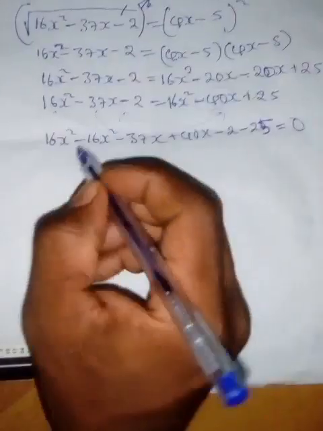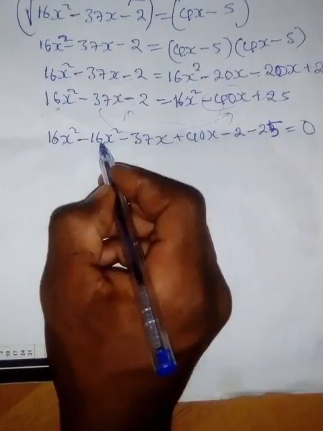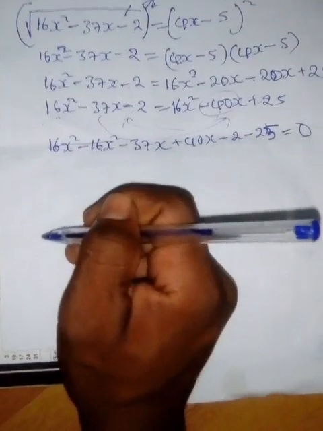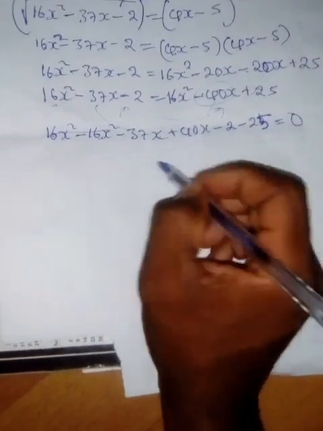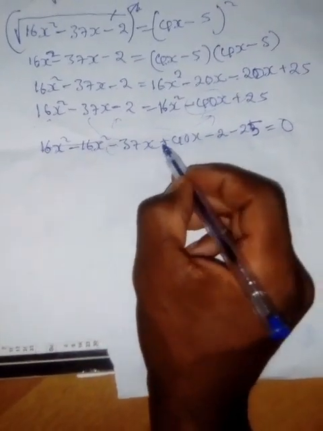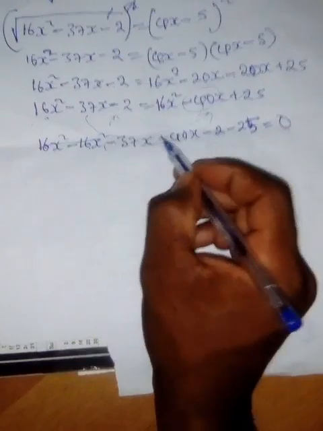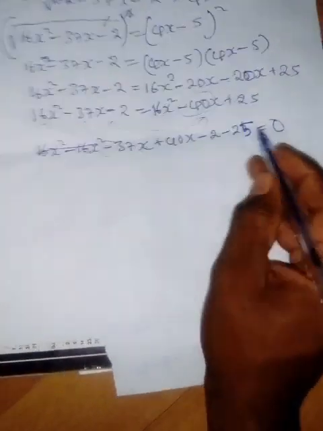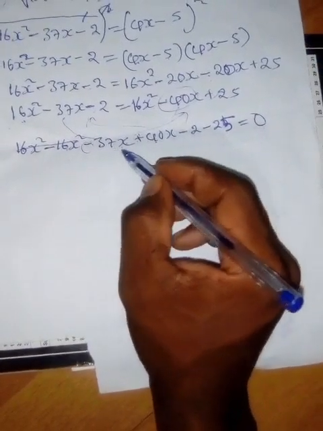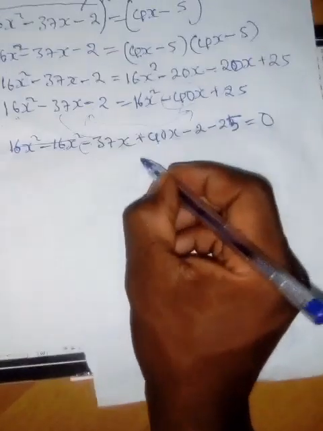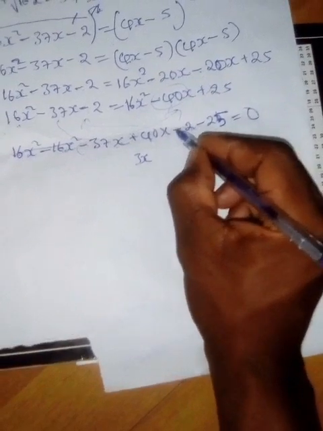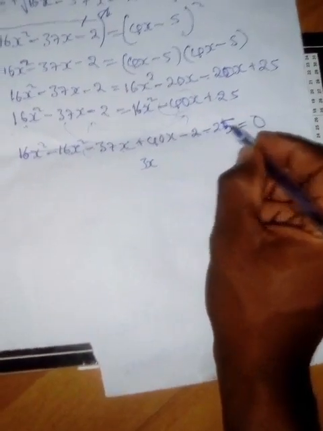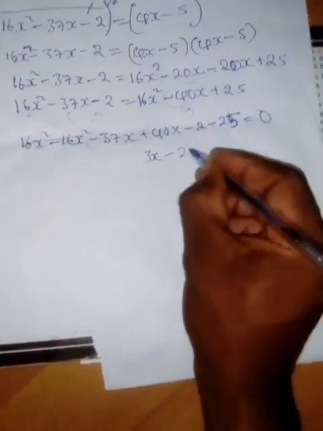So now the 16x squared and negative 16x squared cancel each other. Then negative 37x plus 40x: because of this negative, we are going to subtract and take the sign of the bigger number. So 40 minus 37 is 3, giving 3x. Then negative 2 minus 25 will give us negative 27, equal to 3x.